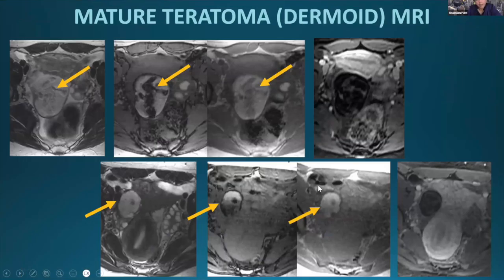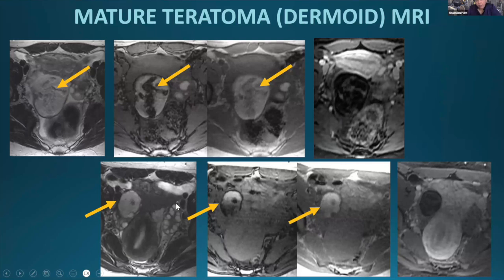How about MRI? These are two examples. Here's an axial T2 weighted image showing a T2 hyperintense lesion with small hypointense components. These are in and out of phase images showing loss of signal on out of phase imaging consistent with intralesional fat and no internal enhancement.